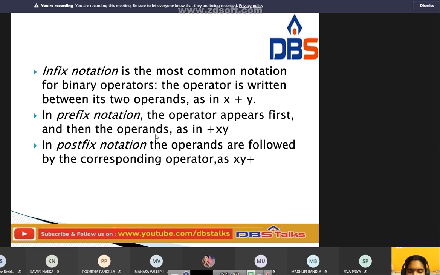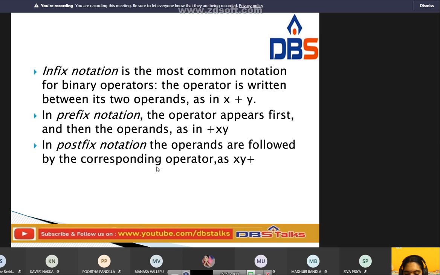Plus xy. For example, you take plus xy. It means in prefix notation, the operator appears first, and then the operands. For example, plus xy.